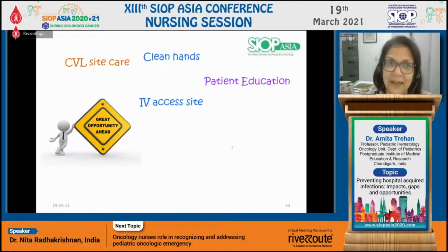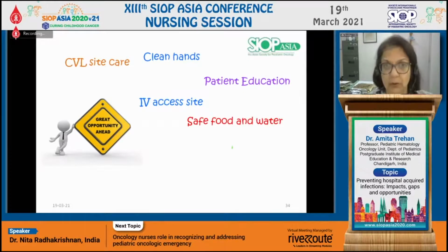IV access site, I mentioned along with CVL site care. We have to make sure it's clean. Very frequently the bandage will be dirty, etc. It is our job to make sure that remains clean. Safe food and water. Food, simple, it should be cooked, not kept for more than 1 day. And water, we tell parents कि रोज 2 bottles of water can be boiled and kept for the patient if they do not have, because buying water may not be very easy for every family. Every family can boil water.